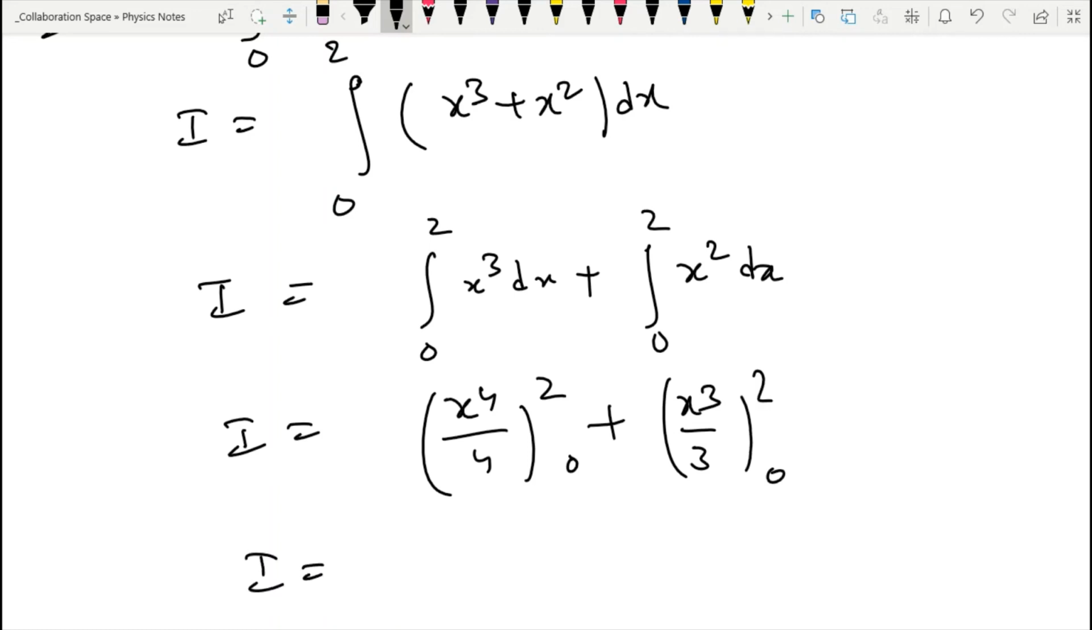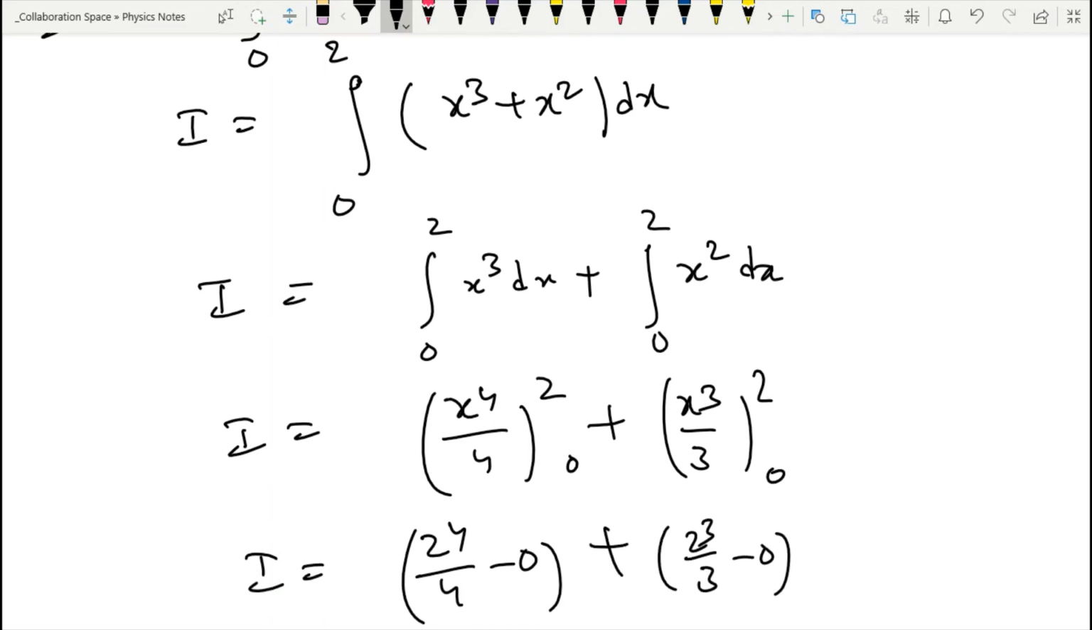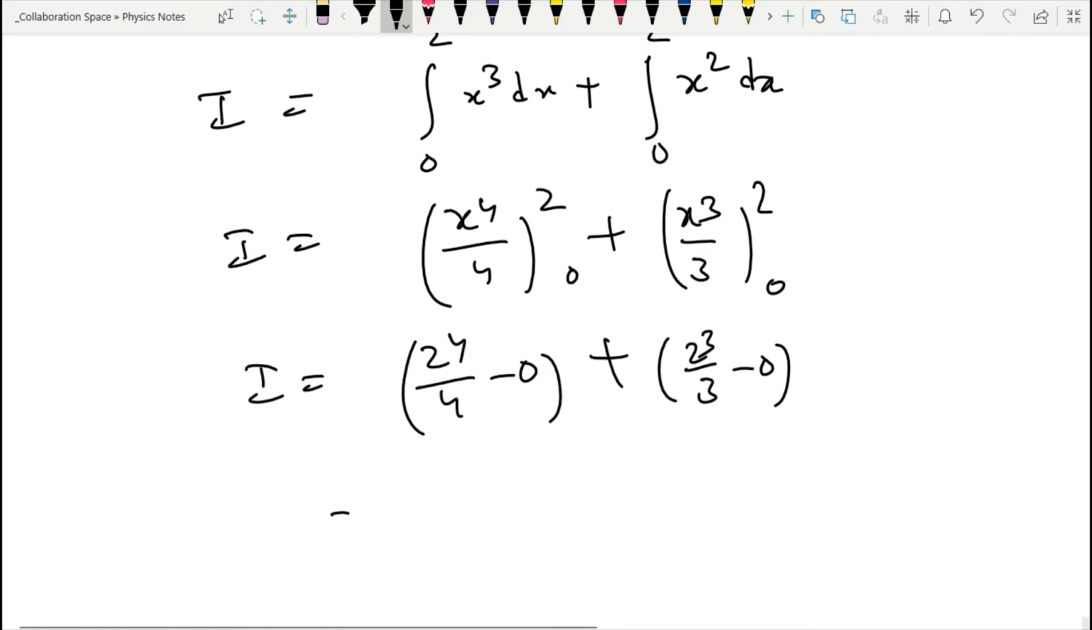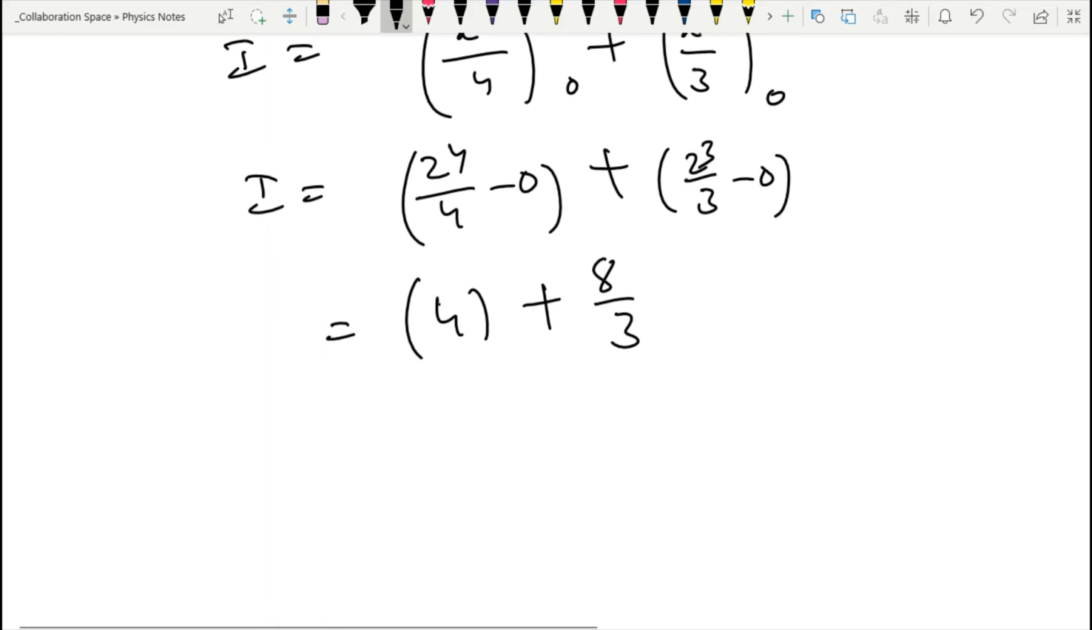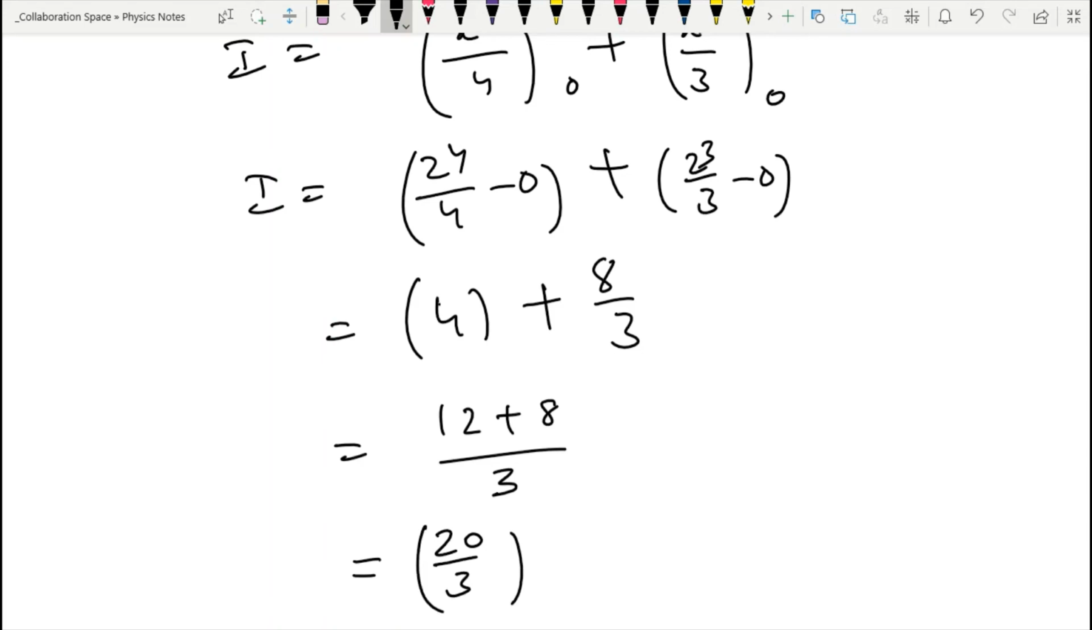We have to apply the limits now. 2 to the power 4 divided by 4 minus 0, and 2 cube divided by 3 minus 0. What is the value of 2 to the power 4? 16. So 16 by 4, and this is 2 cube, 8 by 3. So 3 fours are 12, giving 20 by 3. Yes, 20 by 3 is the correct answer. Any doubt?